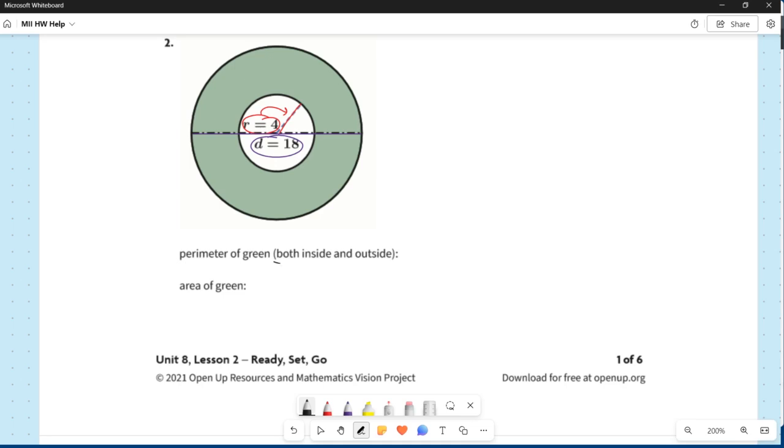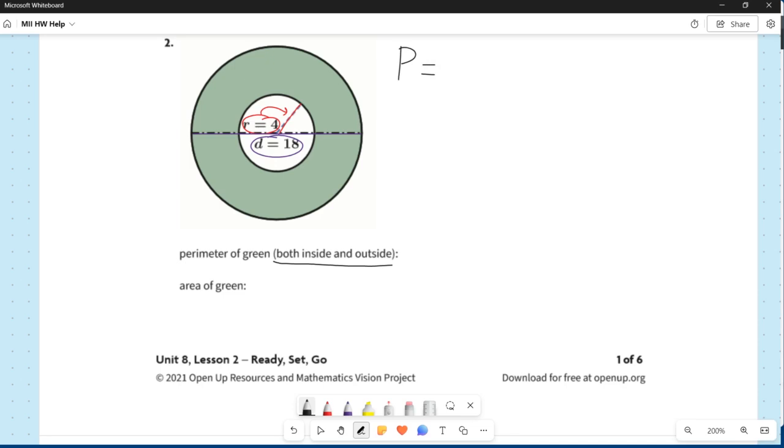And they're pretty clear here that they want both the inside and the outside. So that means they want essentially the sum of the circumference of the outer circle plus the circumference of the inner circle. So we're going to need to find both. So we'll use their terminology of perimeter.